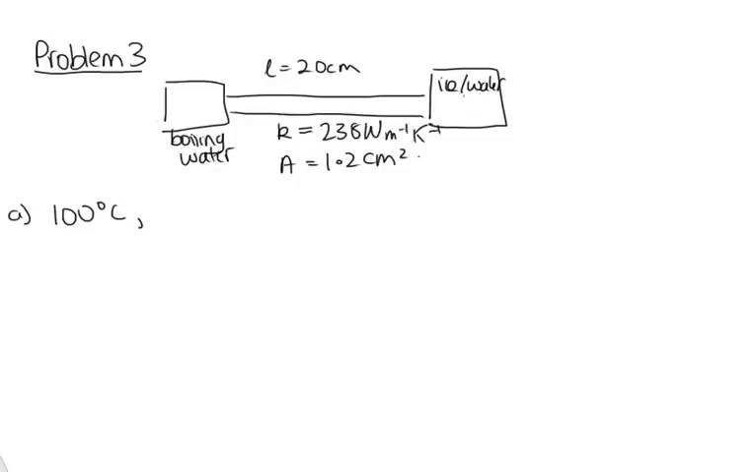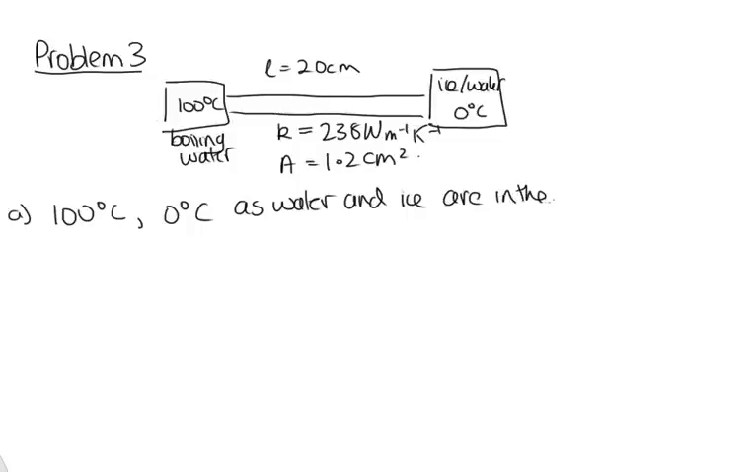We know that the temperature of this second reservoir is 0 degrees C because we have ice and water, and because they're touching, they must be in thermal equilibrium. So for ice and water to be in thermal equilibrium with each other, it must be at 0 degrees C. So 0 degrees C as water and ice are in thermal equilibrium.